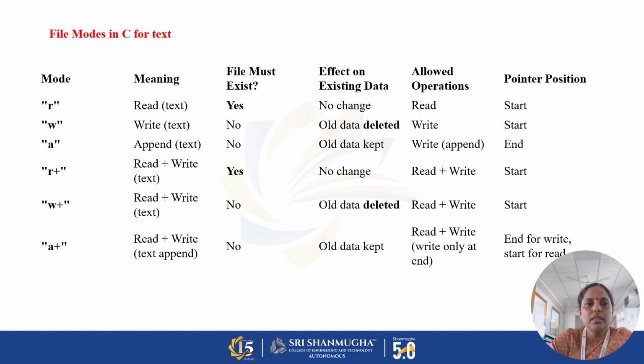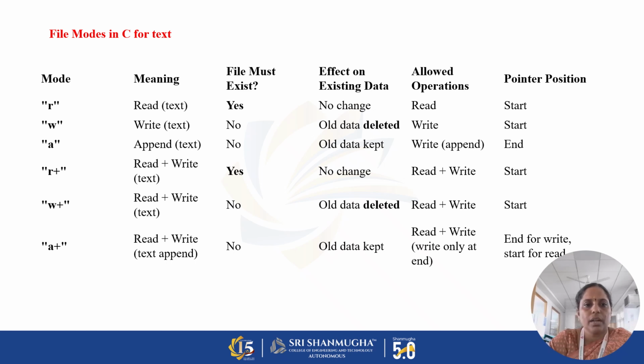So what is reading? R mode indicates reading if the file already exists. If the file already exists, we can open it. If the file does not exist, it will create an error. Then for write mode, we are using the W code within double quotes. For write mode, the file does not need to exist already. If it does not exist, it will create a new one. If it is already existing and we are trying to write, then it will delete all old data.